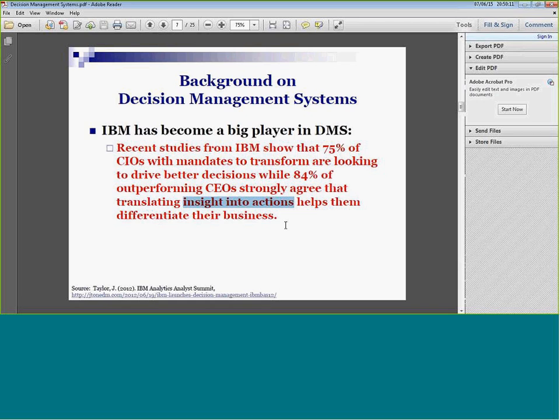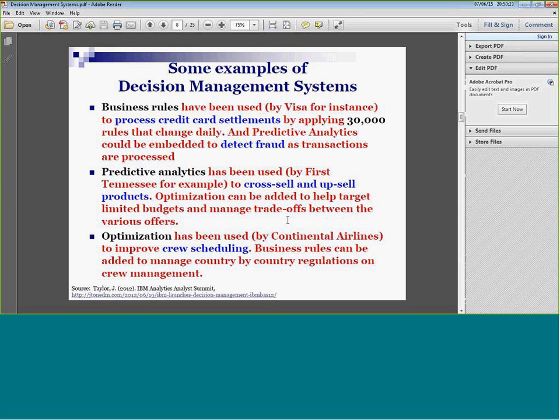84% of outperforming CEOs strongly agree that translating insight into actions helps them differentiate their business. Customers want actions quickly. We want problems resolved quickly. We want items we purchase delivered quickly. We want questions answered quickly, as do students, and that's fair. Okay, a couple of examples. I think these are very impressive.